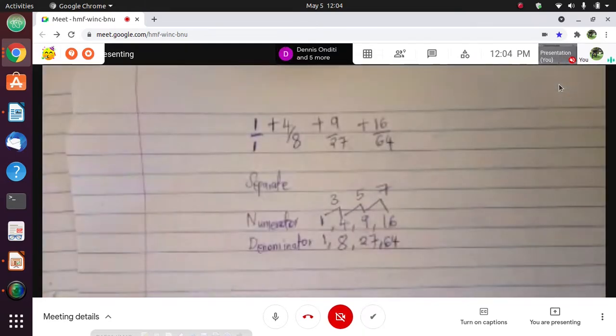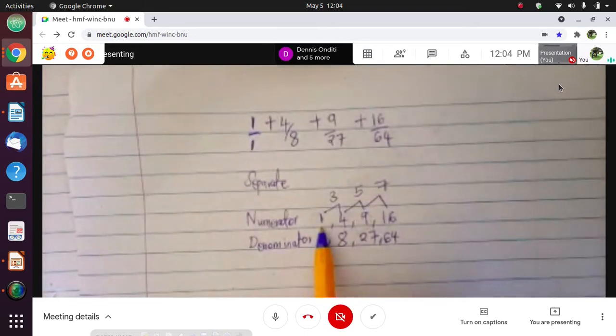Let us check whether it is a geometric sequence. 4 divided by 1 is how much? 4. 9 divided by 4 is 9 over 4. 16 divided by 9 is 16 over 9. Therefore, this is also not a geometric sequence, because the common ratio is not the same. It differs.